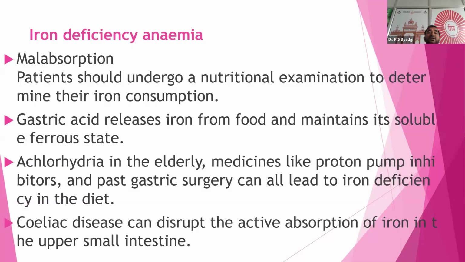Because the gastric acid releases iron from the food and maintains its soluble ferrous state, achlorhydria, especially in the elderly patients, like with proton pump inhibitors as I told earlier, and post gastric surgery can all lead to iron deficiency in the diet. That's the reason history is very, very important. Celiac disease can disrupt the active absorption of the iron in the upper small intestine.